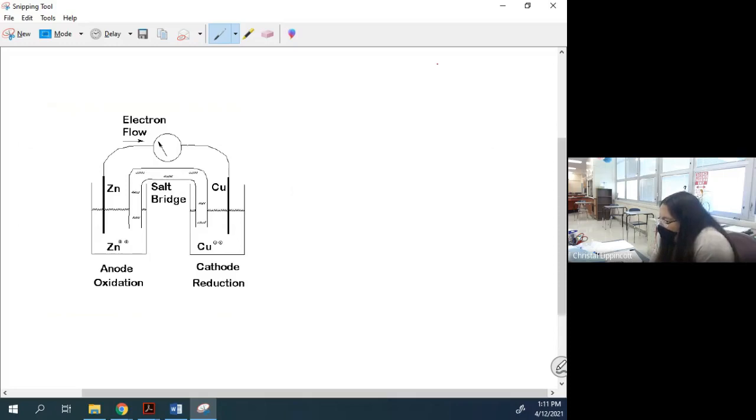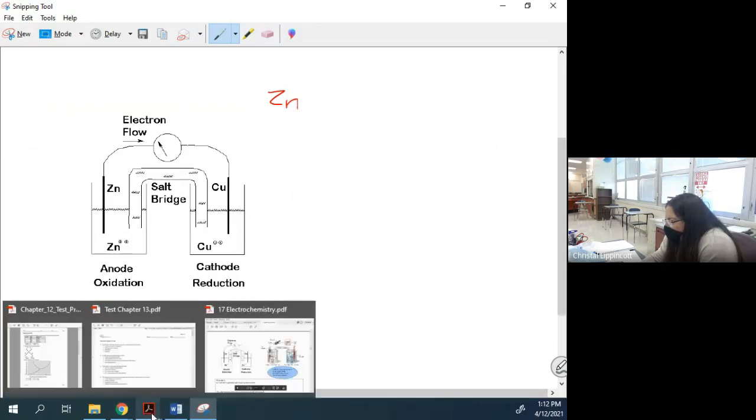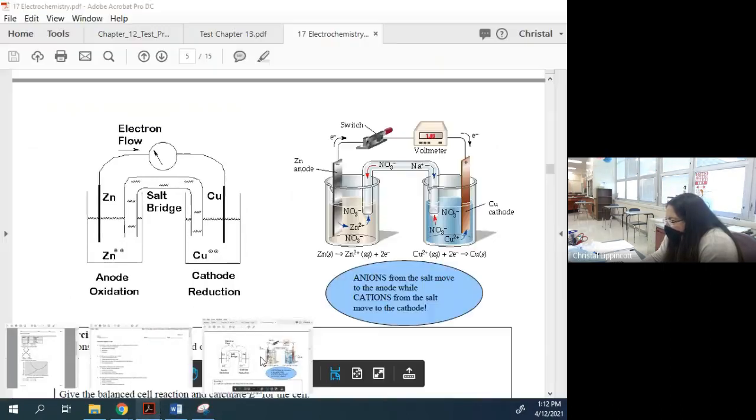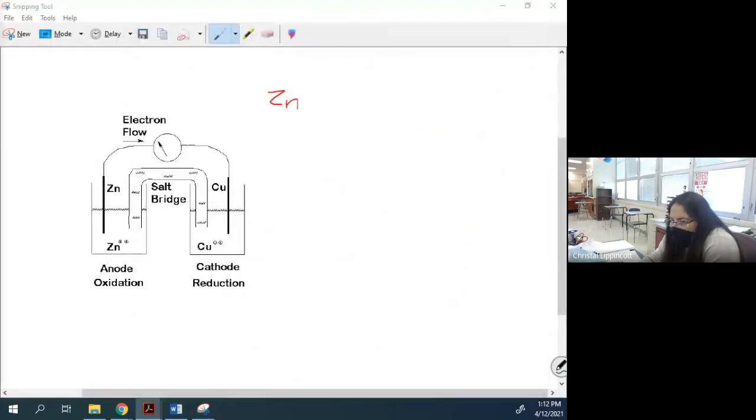All right. So this is zinc and this is copper. This is our cathode and our anode, but we could potentially figure that out just from data. So if we go back and look at those reduction potentials, you should be able to find the reduction potentials in your chart for zinc and for copper.